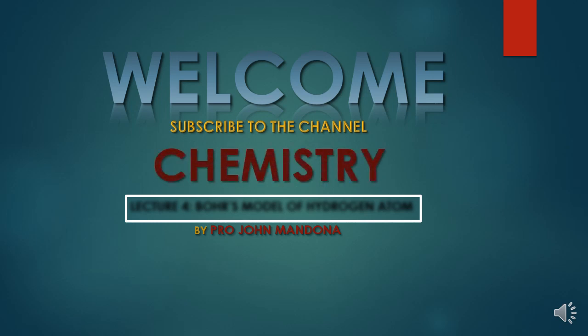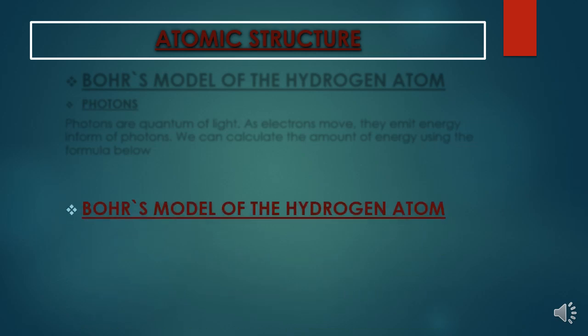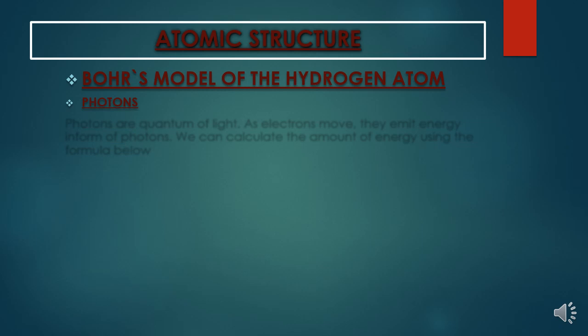In chemistry, we are going to discuss what we call Bohr's model of a hydrogen atom. So let us describe the concept that Bohr made in this requirement. As we dive into today's lecture, we need to understand a few concepts. The concept is about what we call a photon. What is a photon? A photon is described to be a quantum of light.